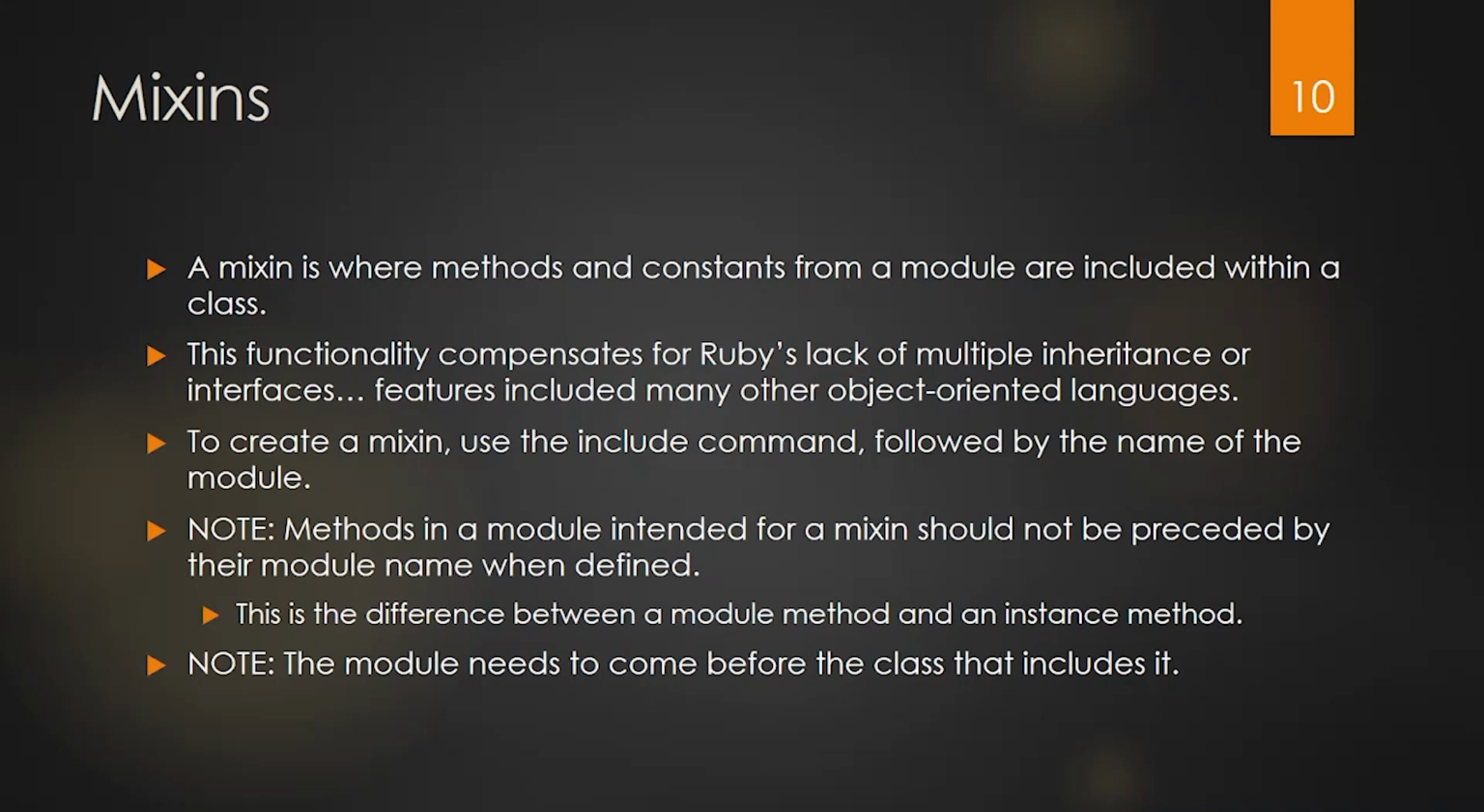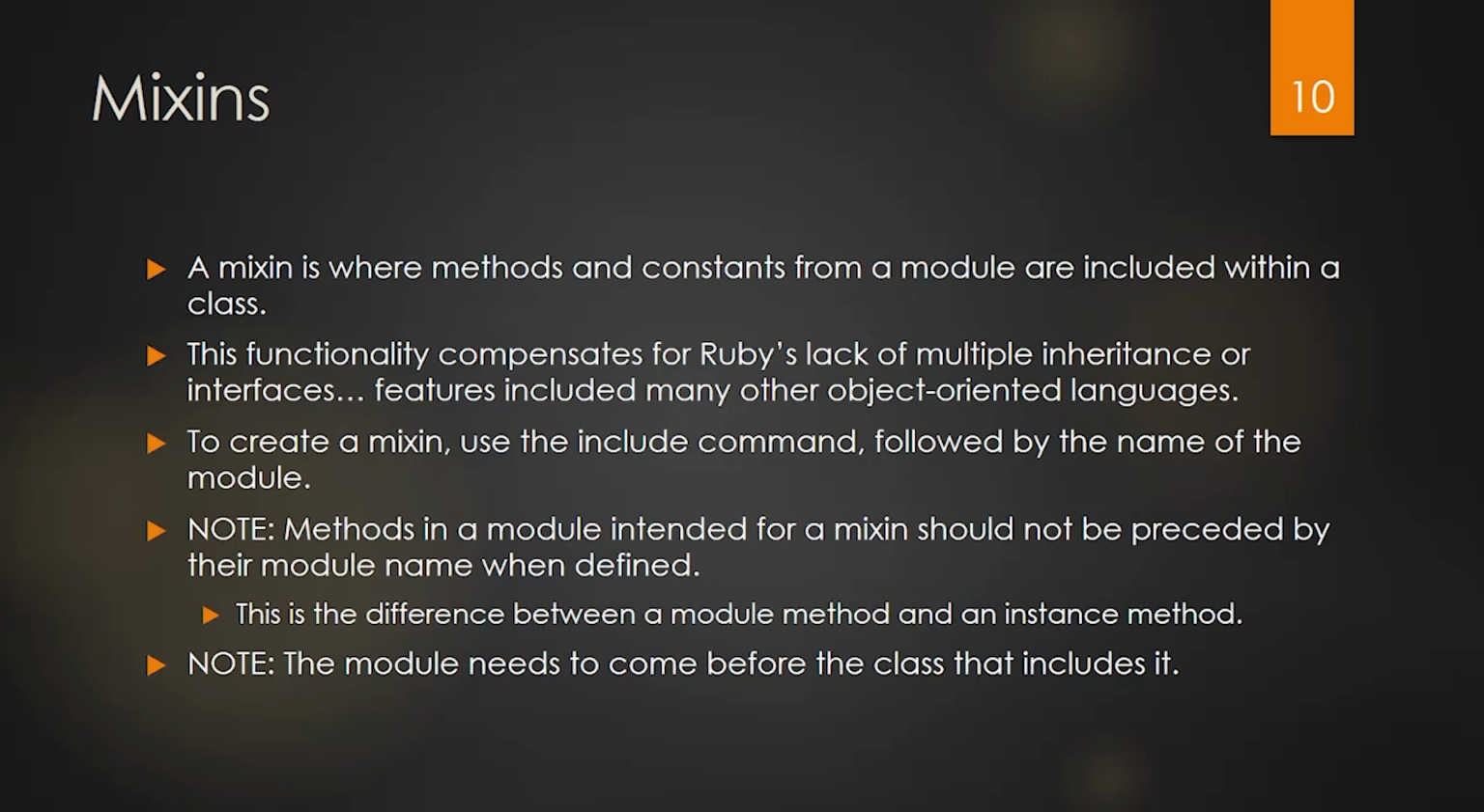Okay, so let's talk about mix-ins. A mix-in is where methods and constants from a module are included within a class, or you might say they're mixed in. This functionality compensates for Ruby's lack of multiple inheritance or interfaces, features included in many other object-oriented languages. So to create a mix-in, all you need to do is use the include command followed by the name of the module. Piece of cake.